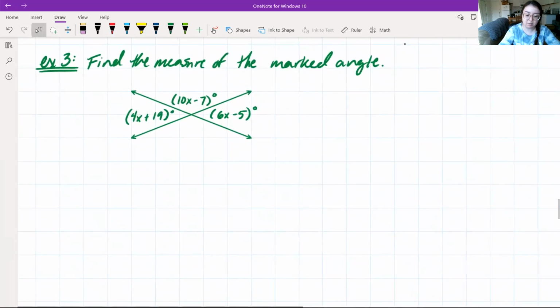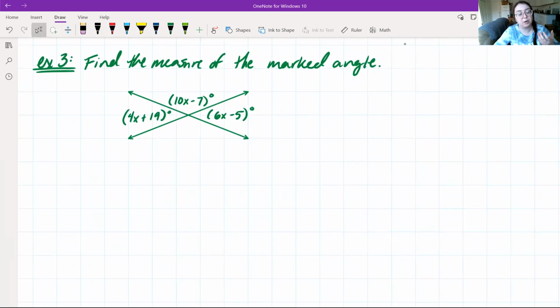In example 3, we want to find the measure of the marked angle. So we have 3 marked angles in this case. We're going to say that 4x plus 19 is 1. 10x minus 7 is 2. And 6x minus 5 is going to be 3. And we actually have 2 methods in order to solve all of our angles. And what we're doing here is that we're just solving for x. But there's 2 different ways we can go ahead and solve for x using the definitions of our straight and vertical angles, which we just learned.